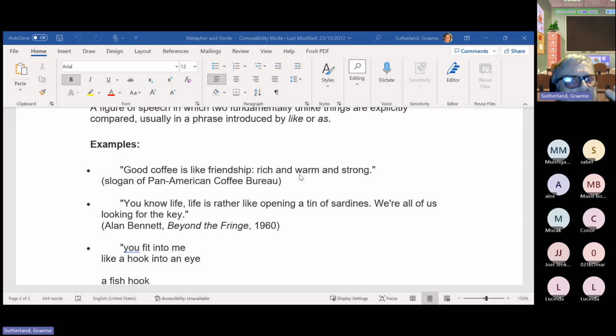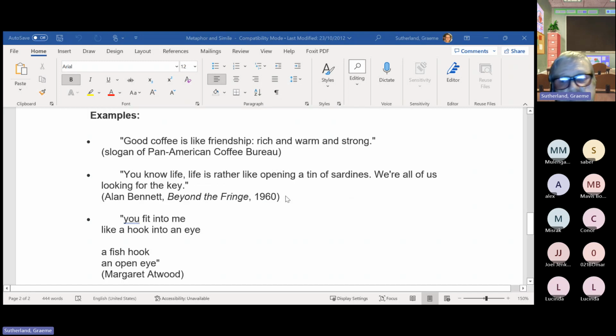So the first one maybe used hyperbole, exaggeration for effect, in order to really sell the idea of coffee as being like friendship. The second one may provoke humor. It may be poking fun at the way that people maybe write sermons, especially in middle-class English churches back in the 1960s. This third example, however, is very different.